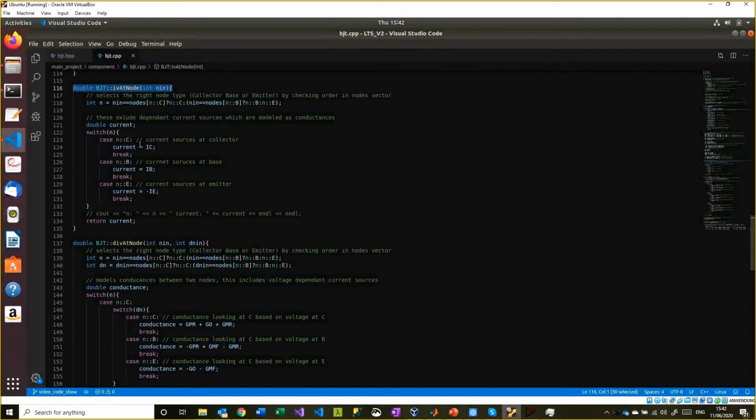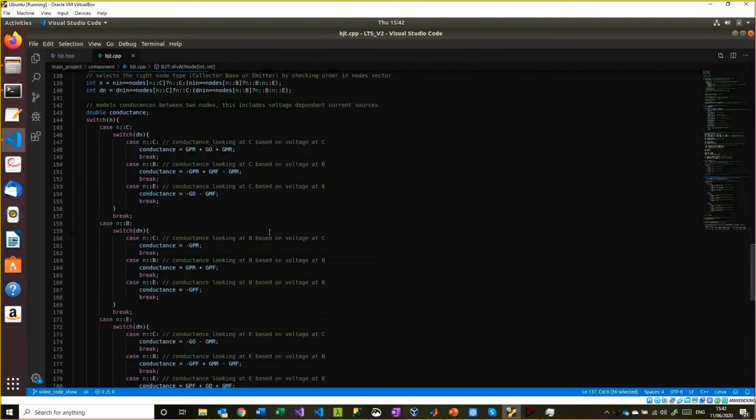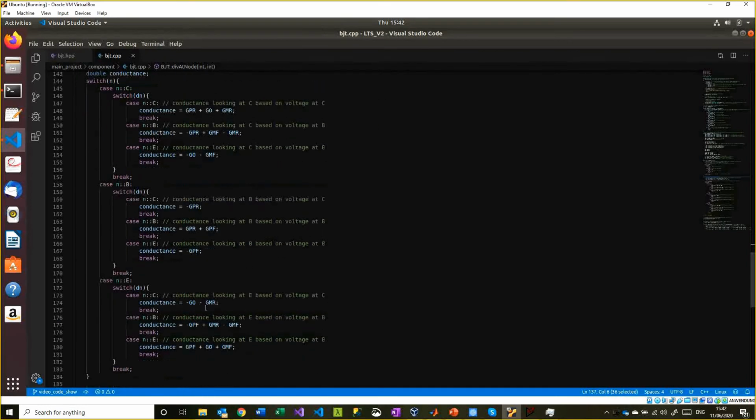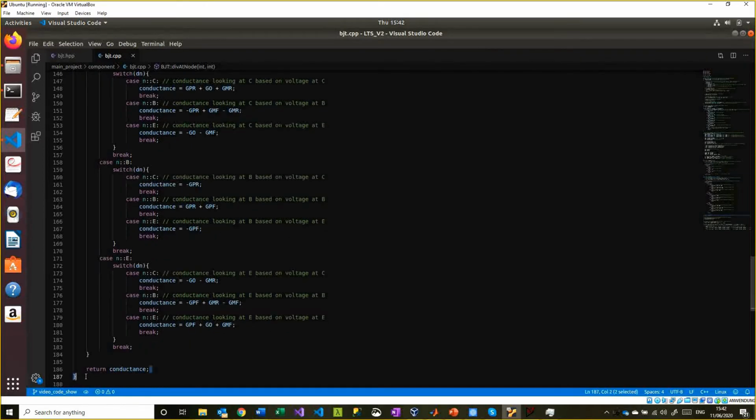IV returns the current injected into node by a component. Div uses 2 nodes to return a conductance associated with 2 nodes. If both nodes are the same, then the sum of all conductances connected to the node are returned. Otherwise, the negative conductance between the 2 nodes is returned. This method is detailed in the report and is part of matrix construction by element stamping.